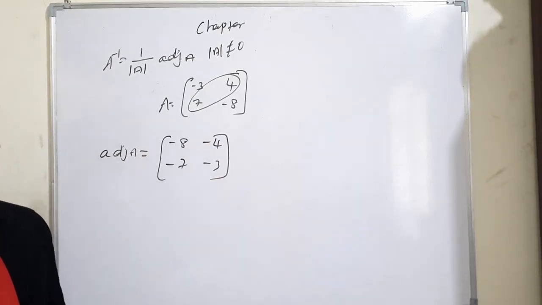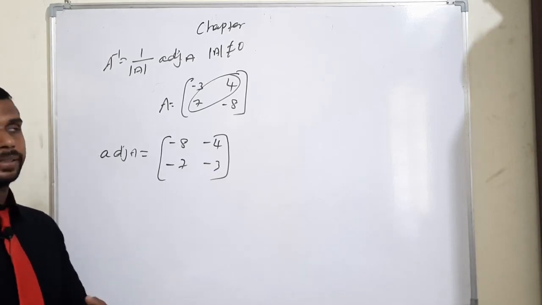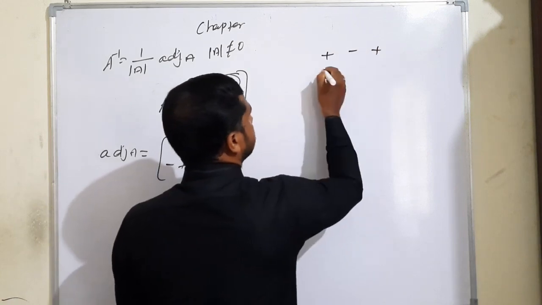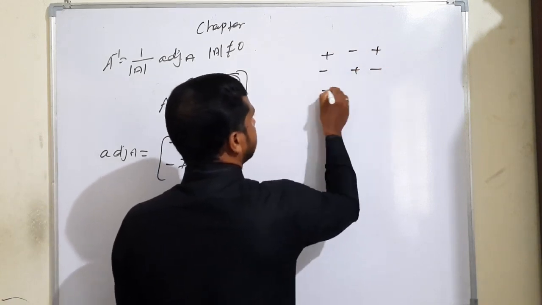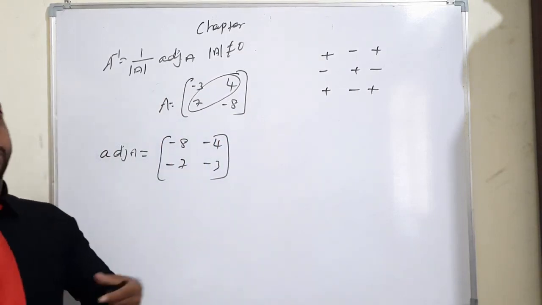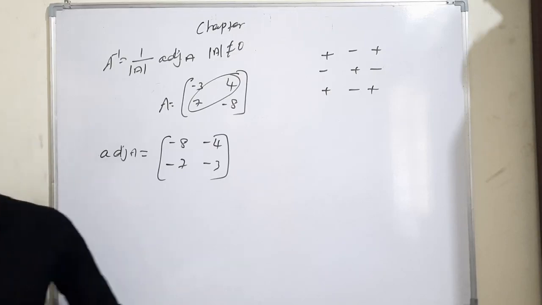But for a 3 into 3 matrix, it is another term: the transpose of the cofactor matrix. So for 3 into 3, what will happen? Sign conversion: plus, minus, plus, minus, plus, minus, plus, minus, plus. This is the 3 into 3 matrix form. Then only you can apply it one by one to get the answer. This is also one of the important terms.